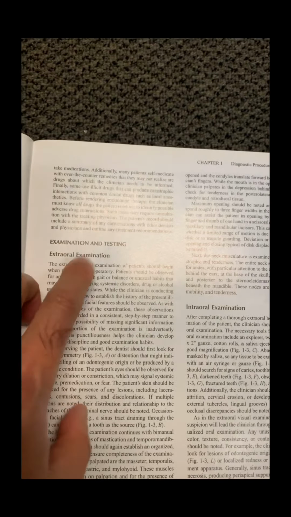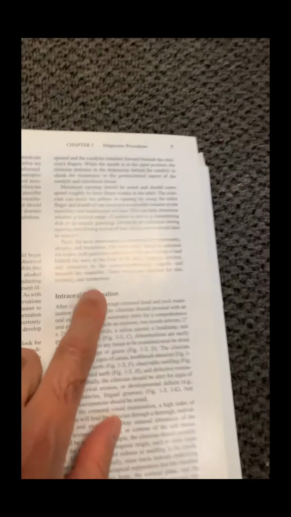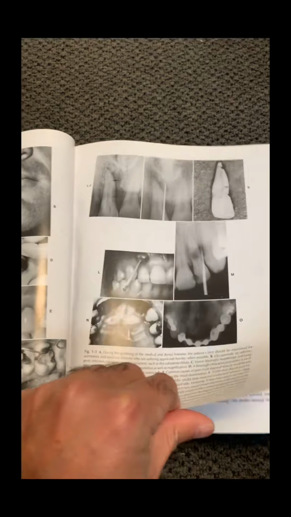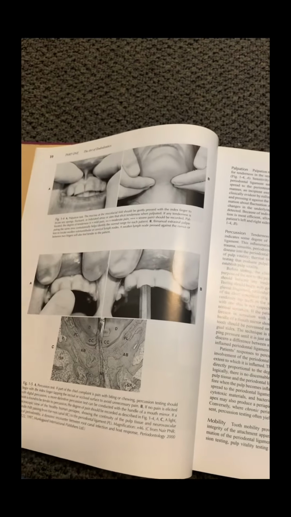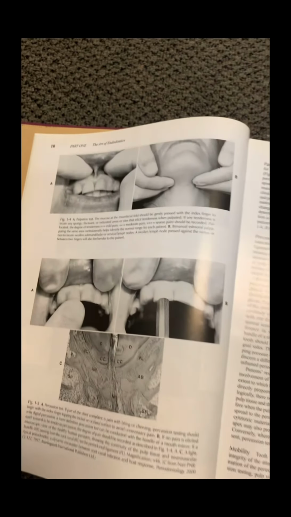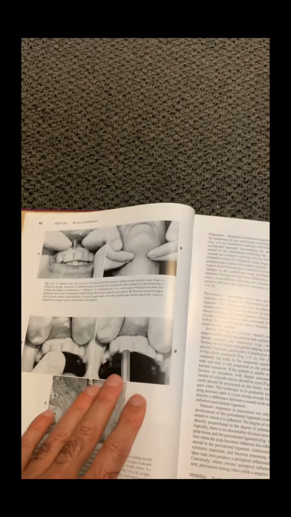Page 7 of Pathways. Extraoral examination. Intraoral examination. If there are sinus tracts or swellings, they need to be noted. Sinus tracts need to be traced. Palpation test.